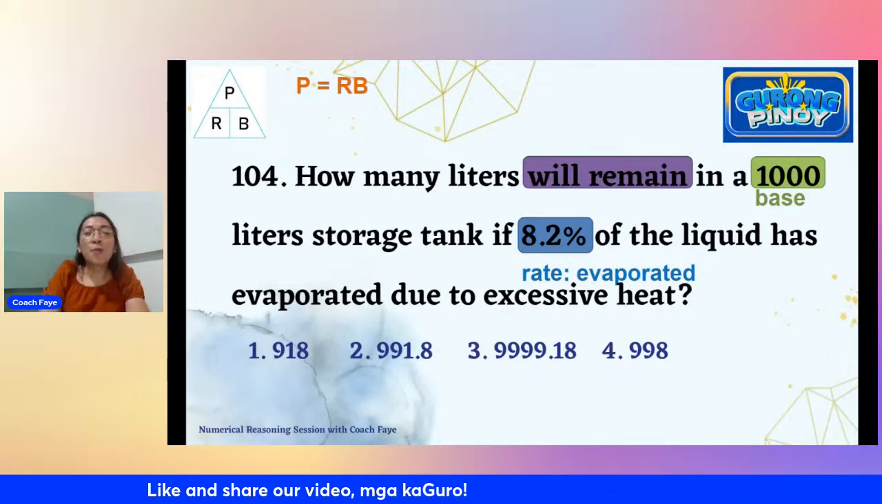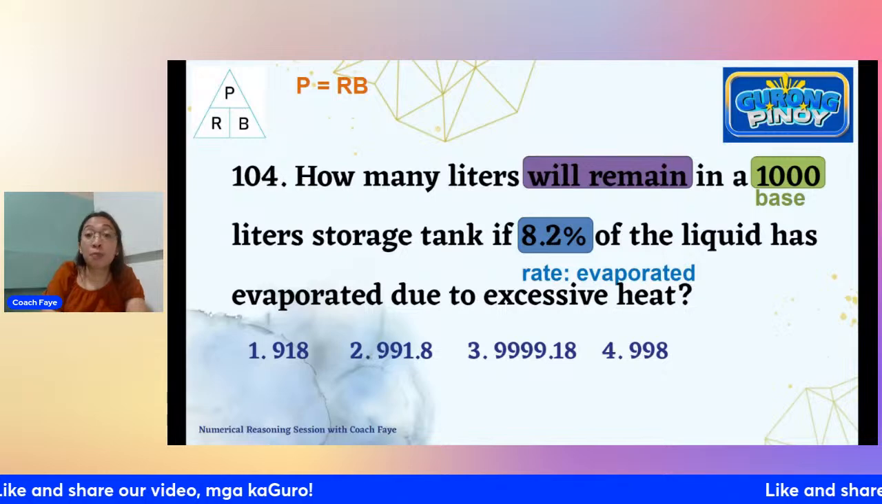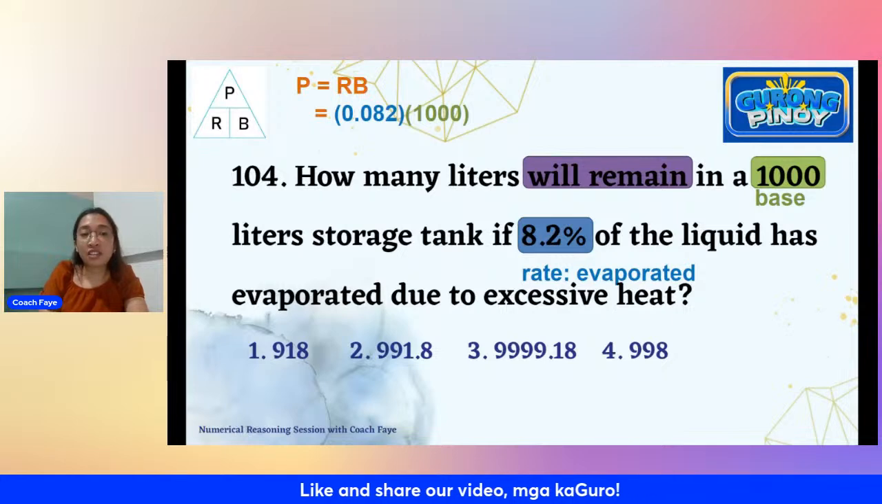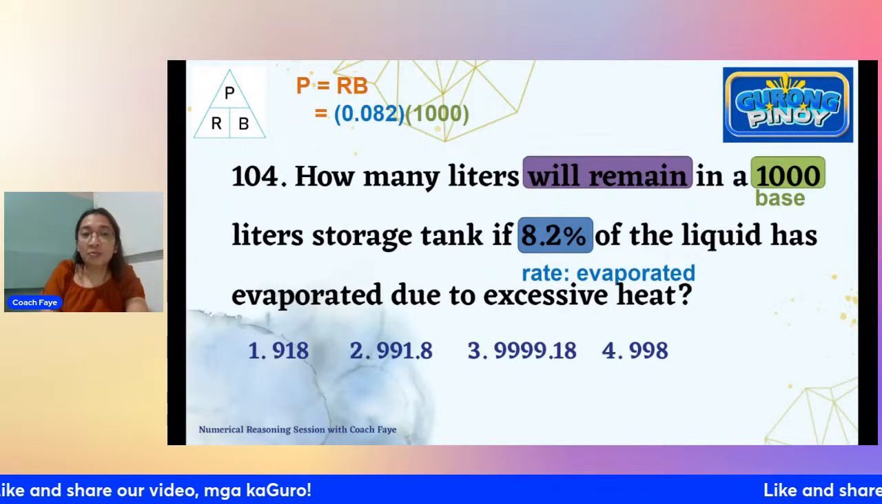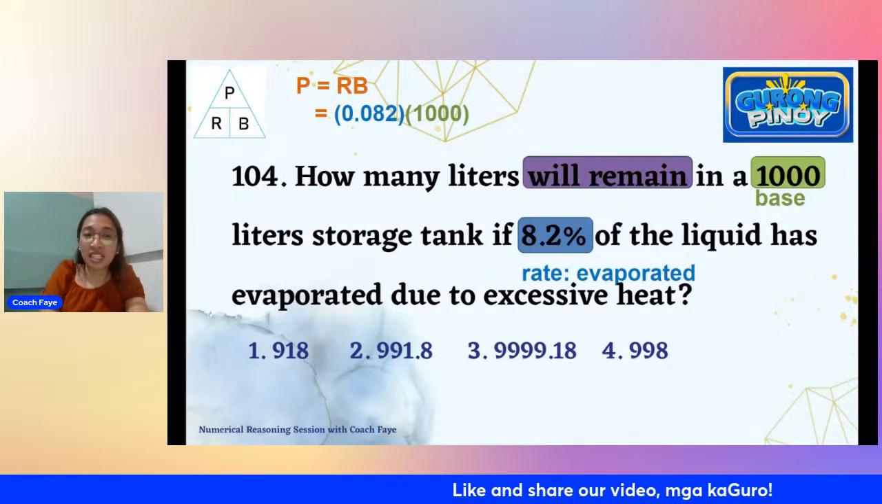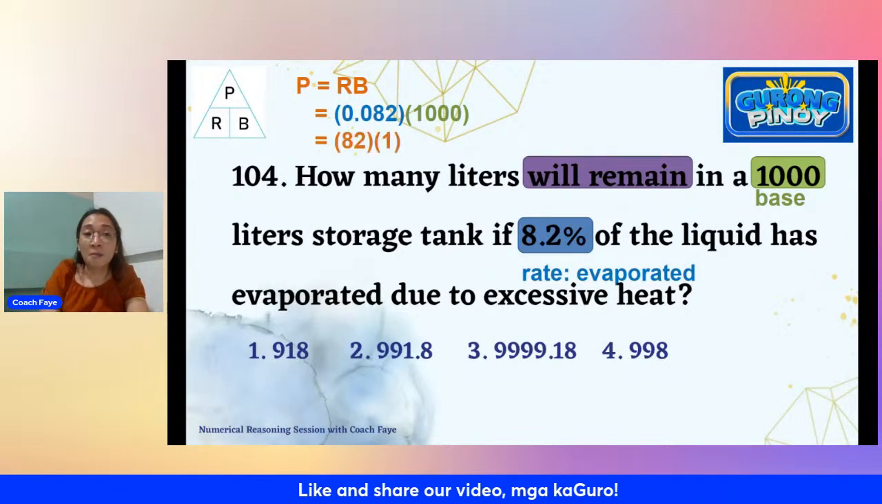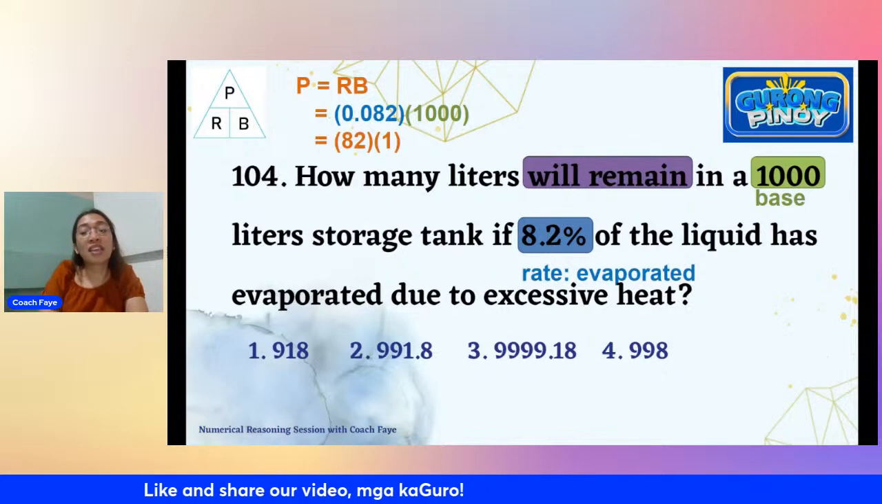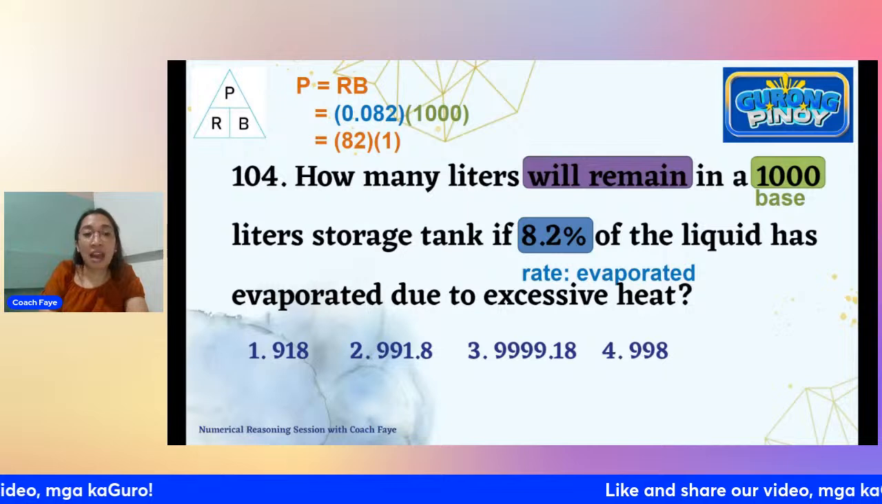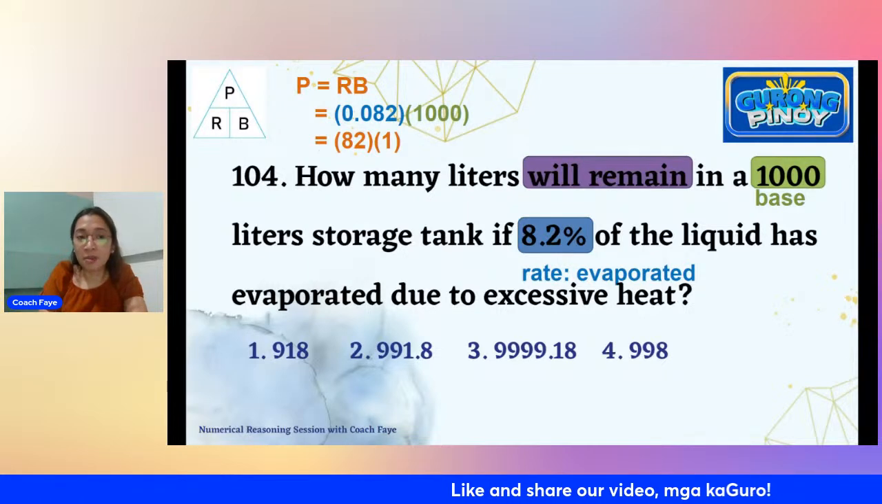Ayan. So, you are looking for the portion, right? Or the percentage. So, P is equal to rate times base, which means we will have 0.082 times 1,000. Usually, I would rewrite this, ayaw ko po kasi mag-deal ng decimal, so I would move the decimal place 3 places to the right. But then, this would also mean that yung 1,000 matatanggal yung 3 decimal places niya. And so you would end up having 82, right? But 82 is what evaporated.